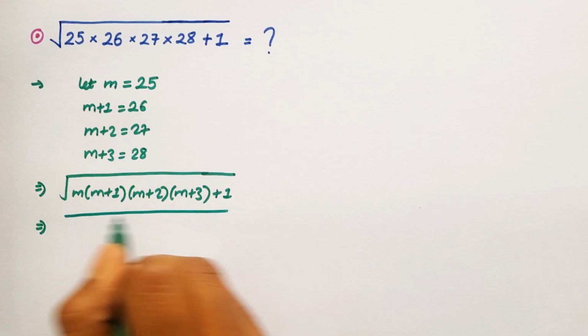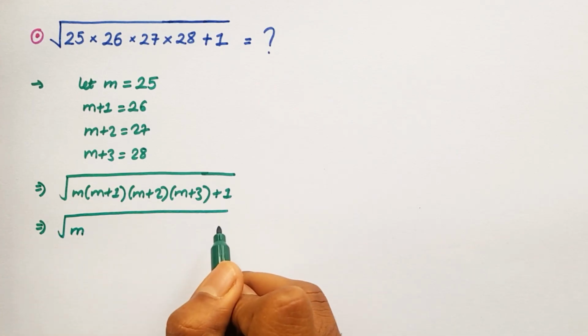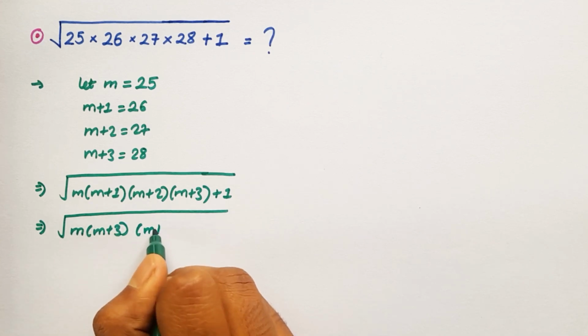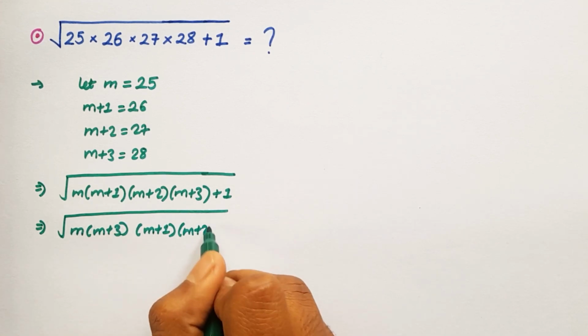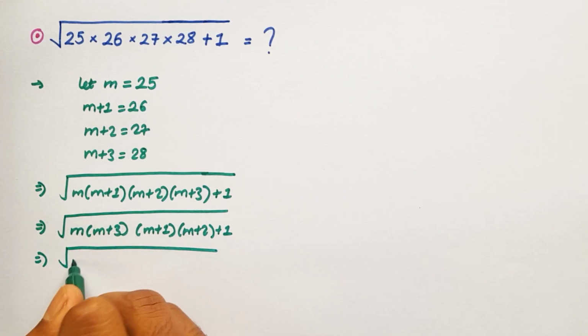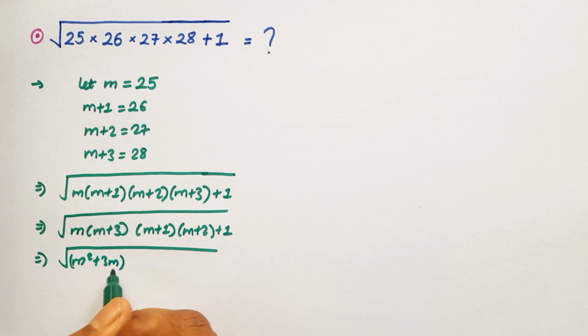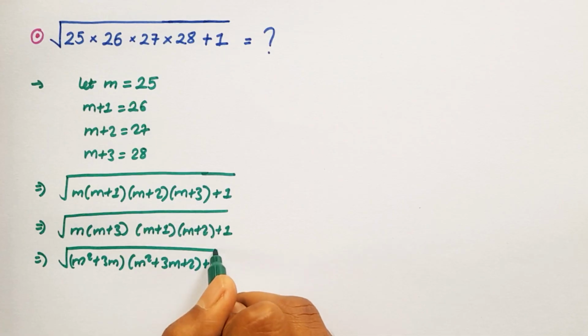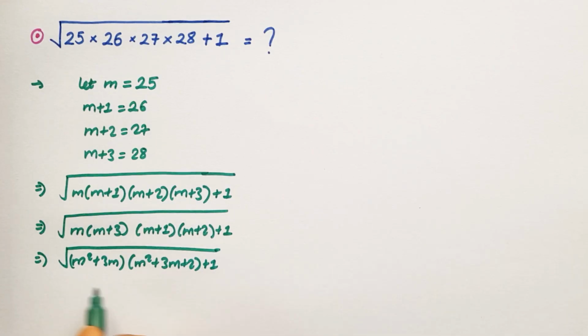So what we'll do here is group two terms together, m and m plus 3, and m plus 1 and m plus 2. Let's now multiply these two terms. This gives us m square plus 3m, and this gives us m square plus 3m plus 2. Oh, now we see that there is something common in the two terms, m square plus 3m. So I'll consider that n be another variable which is equal to m square plus 3m.